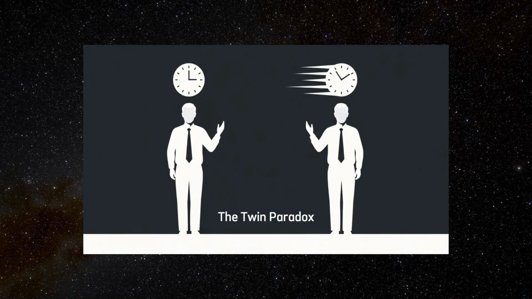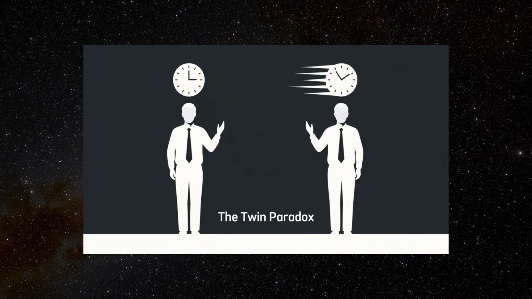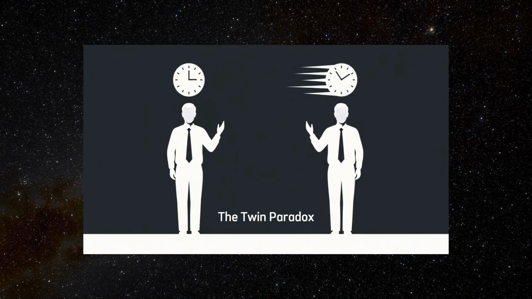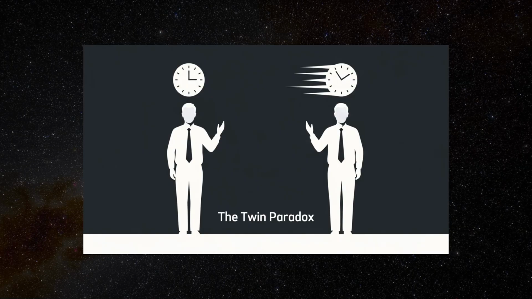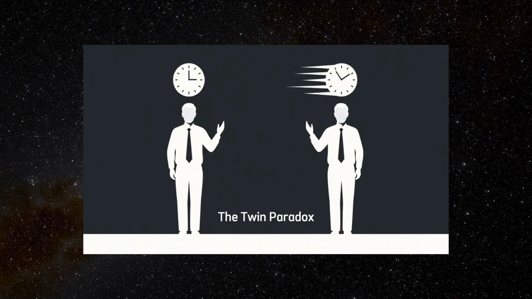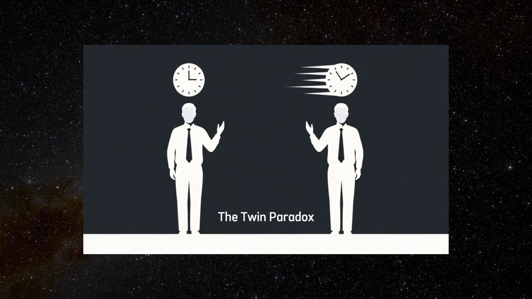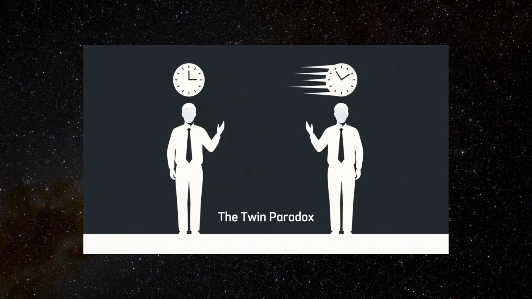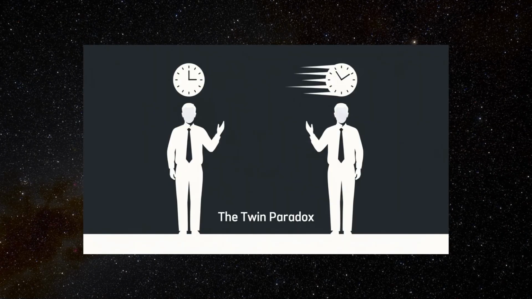According to the principles of special relativity, the traveling twin will experience time dilation, that is, time will pass more slowly for them relative to the twin who remains on Earth. From the perspective of the stay-at-home twin, the traveler's clock ticks more slowly during the entire journey. So when the traveling twin returns to Earth, they will have aged less than their sibling.